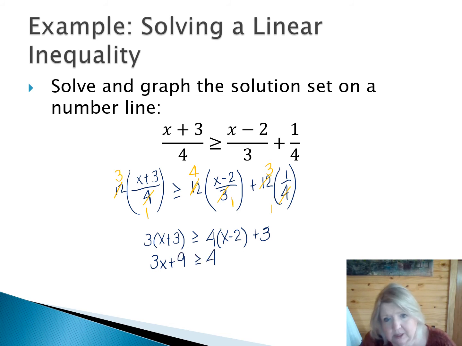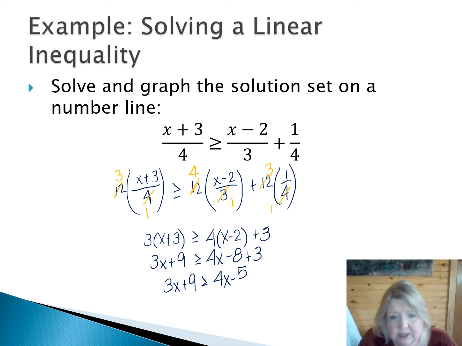And 4 times x is 4x, 4 times 2 is 8. On the right-hand side, I need to collect like terms. So I've got 3x plus 9 is greater than or equal to 4x. Negative 8 and 3 is minus 5.